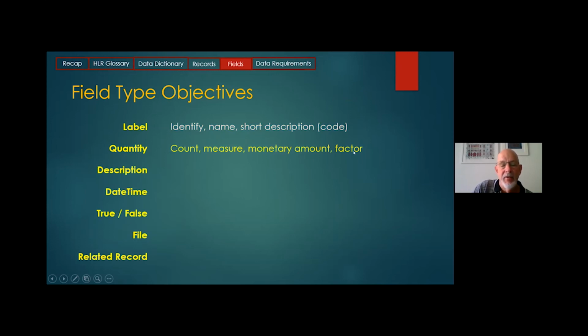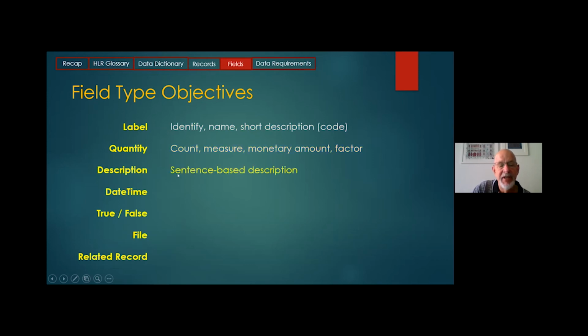And you can have a quantity field that's just a factor. So in the airline case study, children can get a discount if they're young enough. So that quantity field was just a percentage. It wasn't a count. We weren't measuring something. It wasn't a monetary value. You get 50% off or 25% off.